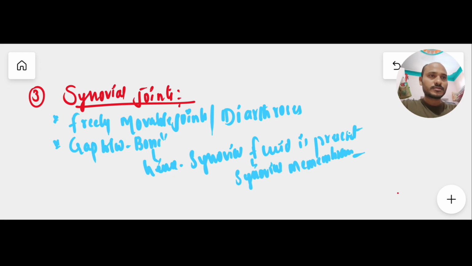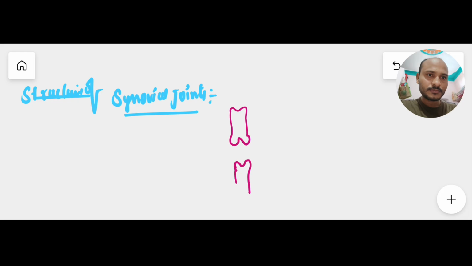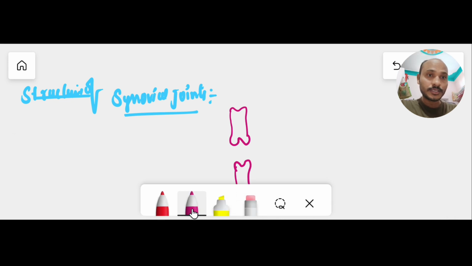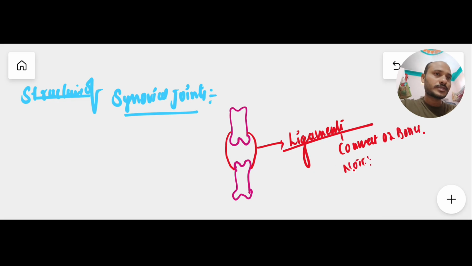We will discuss the structure of synovial joints and the types of synovial joints. Structure of synovial joint: here we have two long bones, and these two bones are connected to each other with the help of a specialized connective tissue called ligaments. A ligament is a specialized connective tissue which connects two bones. Note that there is another connective tissue called tendon, which connects bones and muscles.